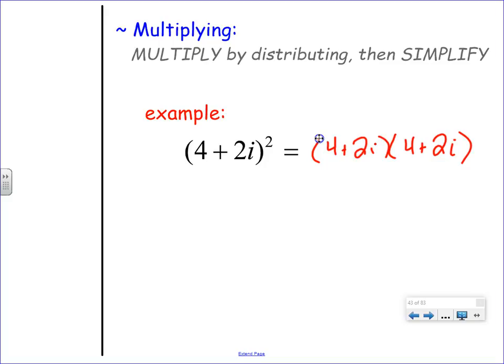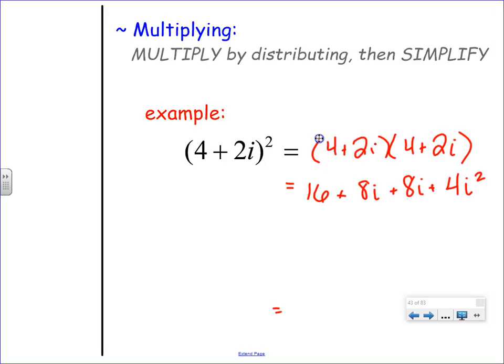But first, we should get to where we can just do it in our heads and see a 16, right? Outer. What do you see? 8i. Inner. 8i. Last.